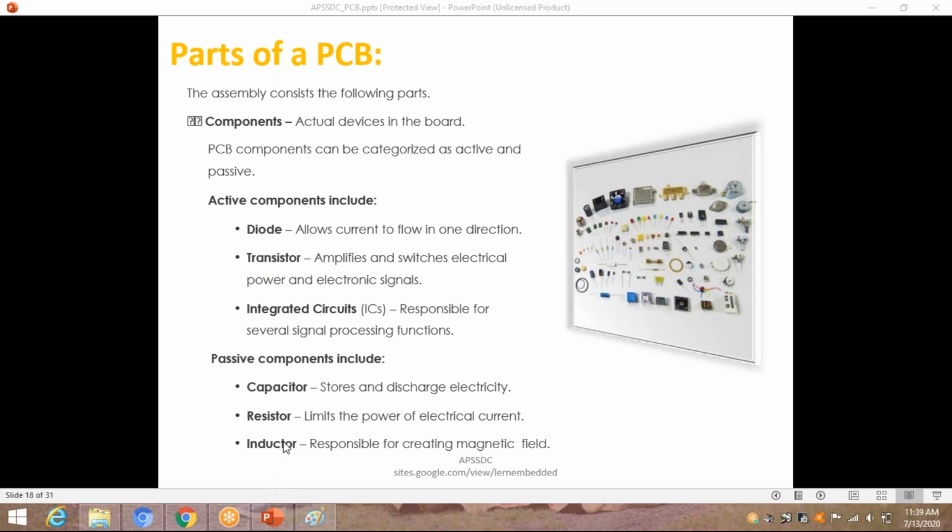Each and every circuit will have these components. Whatever may be the circuit, we will be coming across resistors, capacitors, inductors, ICs, transistors and diodes. Okay, these are the components. Is it clear for everyone? Yes, sir. Okay, coming to the next slide.